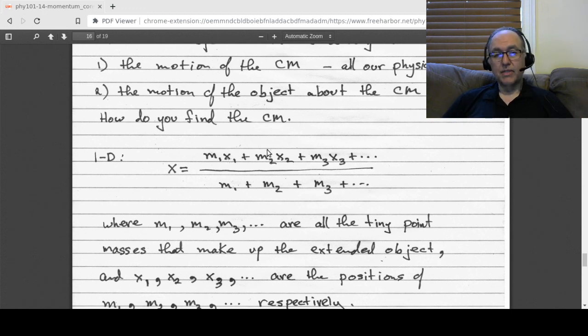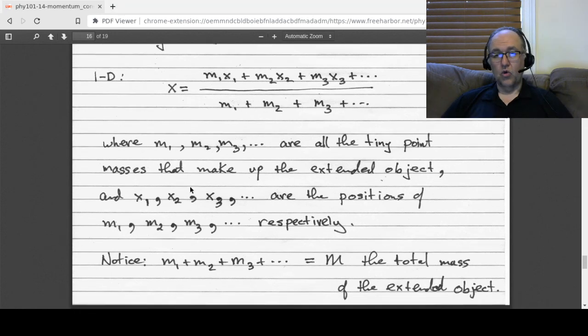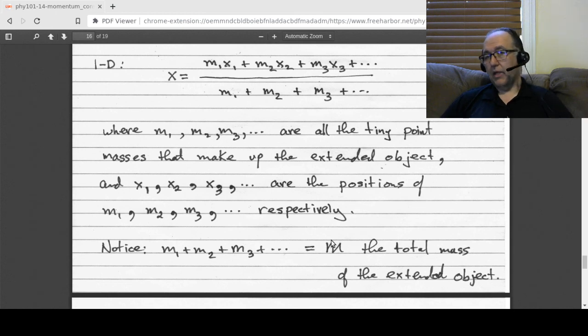So we have m1 x1 plus m2 x2 plus m3 x3, all divided by the total mass of the system, which is just m1 plus m2 plus m3 and so on. So this is kind of like a weighted average. Well, it's not kind of, it is a weighted average. And so here I explain the formula where m1, m2, m3 are all the tiny masses that make up the extended object, and x1, x2, x3 are the positions of m1, m2, m3 respectively. Obviously if you add up all the little masses, you get the total mass of the extended object, which we could call capital M.